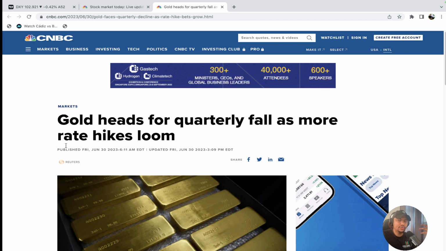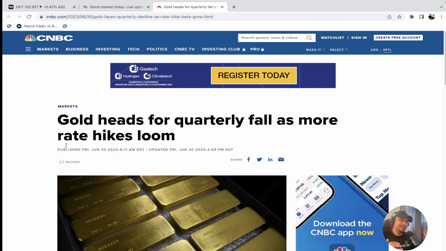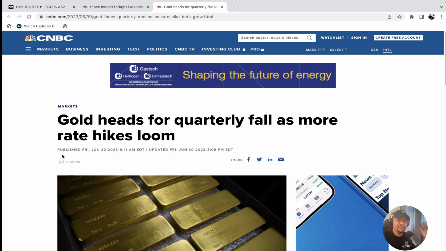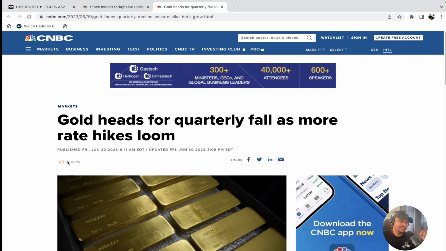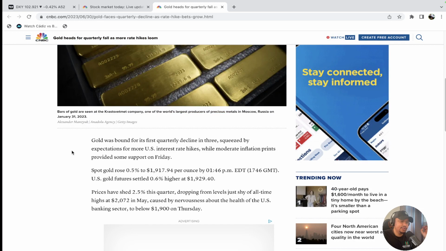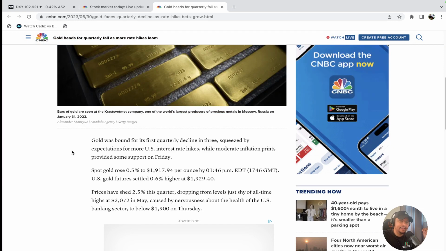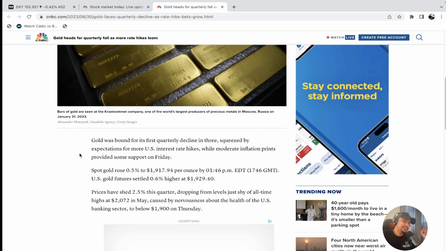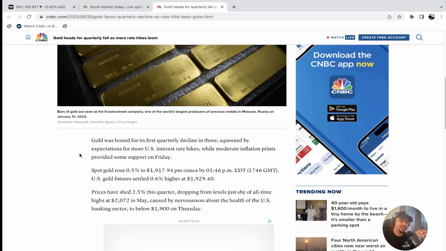And gold is also a negatively correlated precious metal with the index. As the price of the dollar index increases in value, the price of gold tends to decrease in value, and vice versa, because gold is priced in dollars as well. Now, it says gold was bound for its first quarterly decline in 3 quarters, squeezed by expectations for more interest rate hikes. What that says is that gold was bearish on Friday.